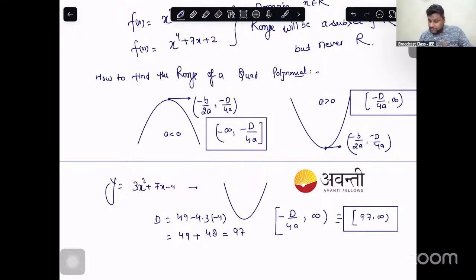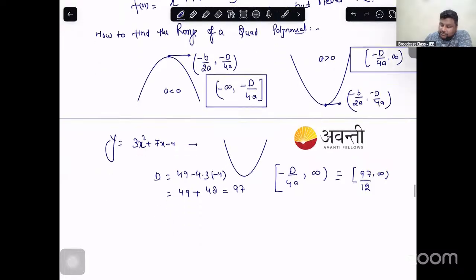Oh, sorry. We have to do d by 4a, right? We have to do d by 4a. So 4a is 12. The range is 97 by 12 to infinity. Understood? Now there is another method also.